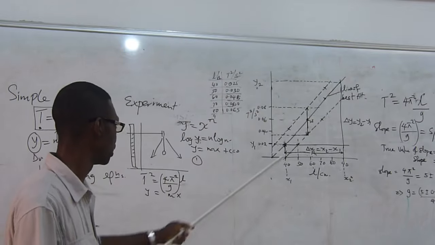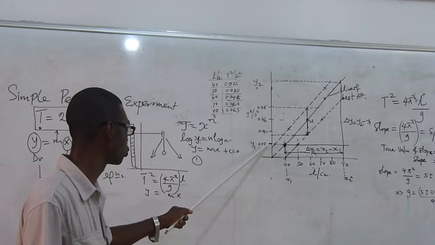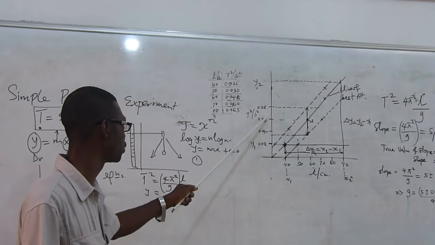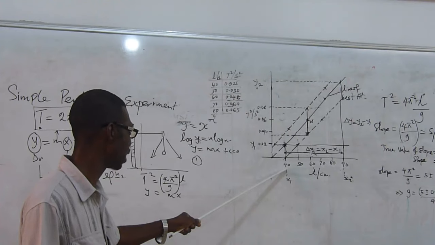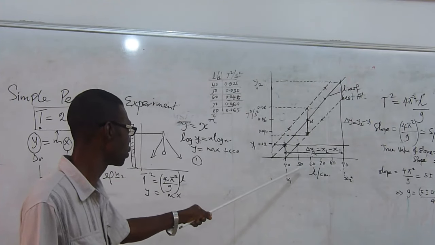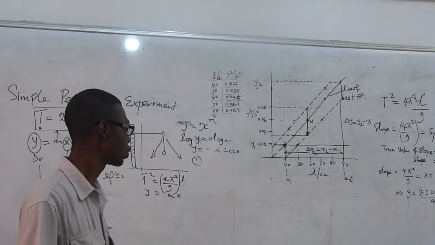Now say, okay, this is 0.2, 0.4, 0.6, 0.8. Now, because this one is 40, I just fix it to 40. Because this one is 50, I just, no.